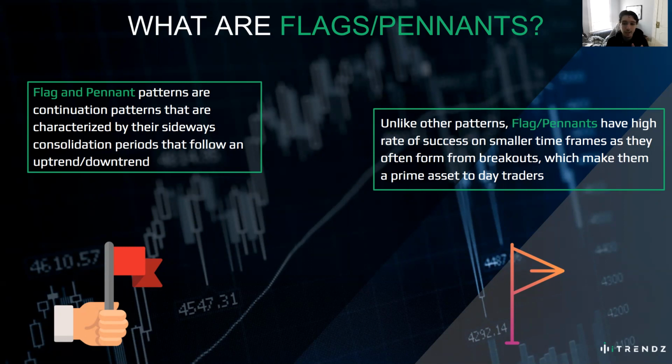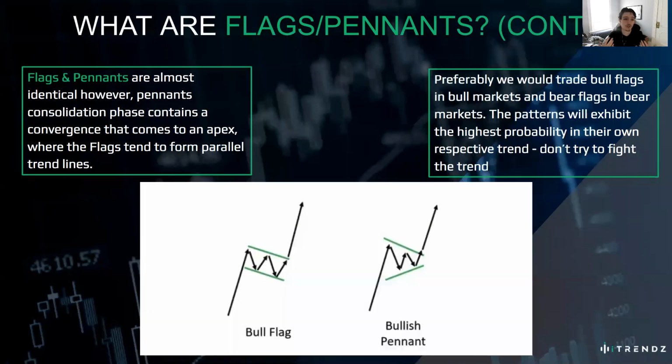Unlike other patterns, flags and pennants have a high rate of success on smaller time frames, as they often form from breakouts, which makes them the prime asset for day traders, which is really, really good because we're day traders here, so we can actually take advantage of this on an intraday level, a weekly level, a monthly level, etc.